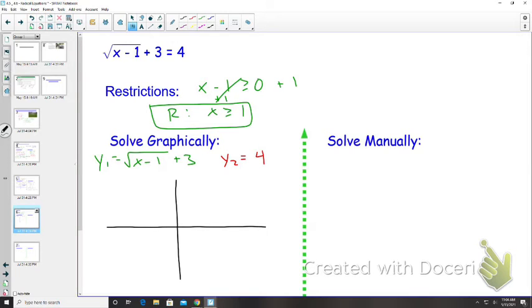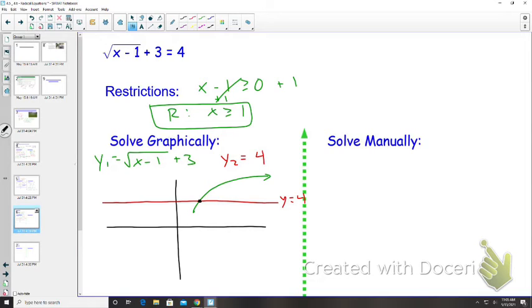So there is my Cartesian plane. My y is equal to 4 will be up here. And my y1, my root of x minus 1 plus 3, is going to start here and go to the right. Okay, so we do have an intersection point here. We do have a solution.